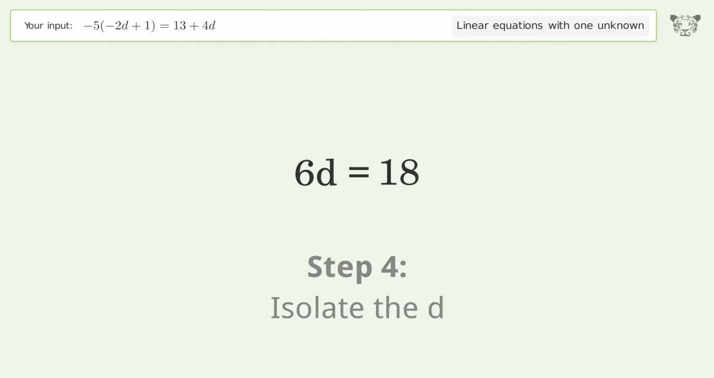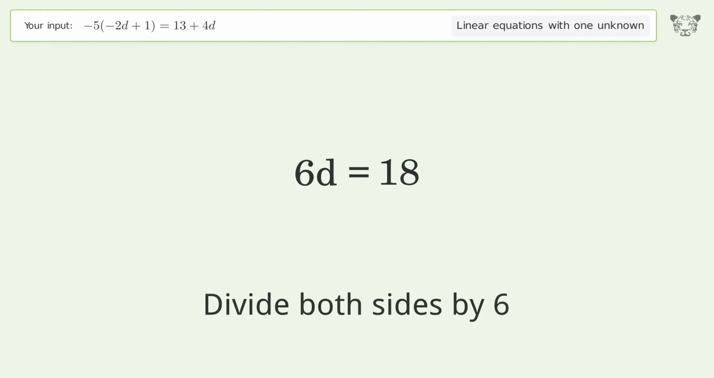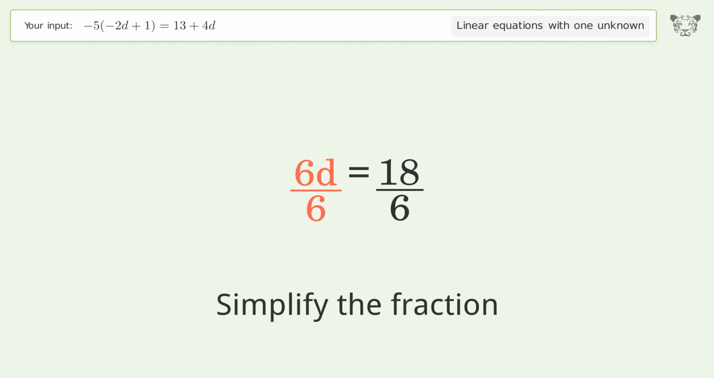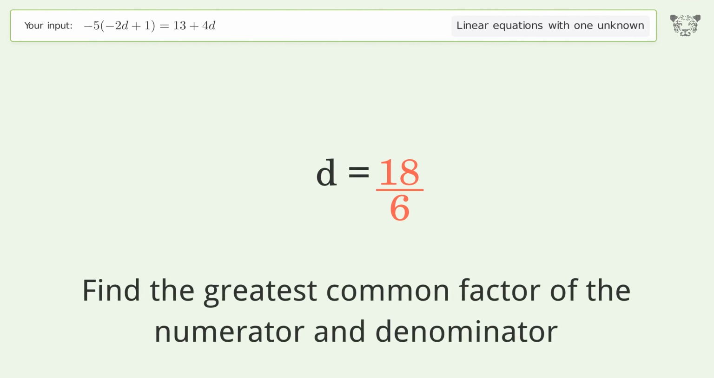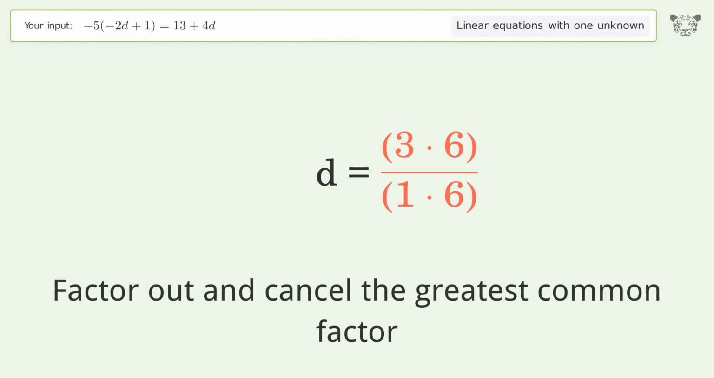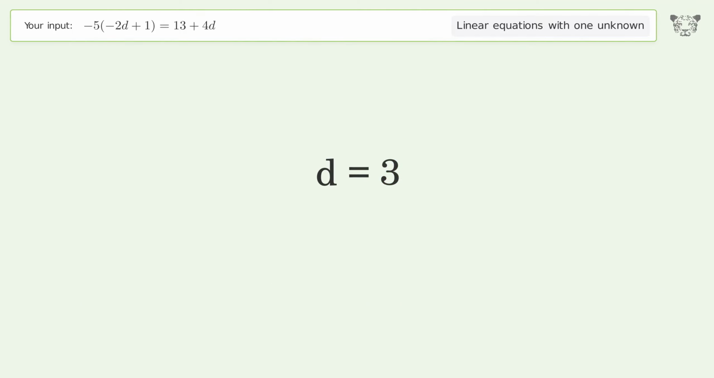Isolate the d. Divide both sides by 6. Simplify the fraction. Find the greatest common factor of the numerator and denominator. Factor out and cancel the greatest common factor. And so the final result is d equals 3.